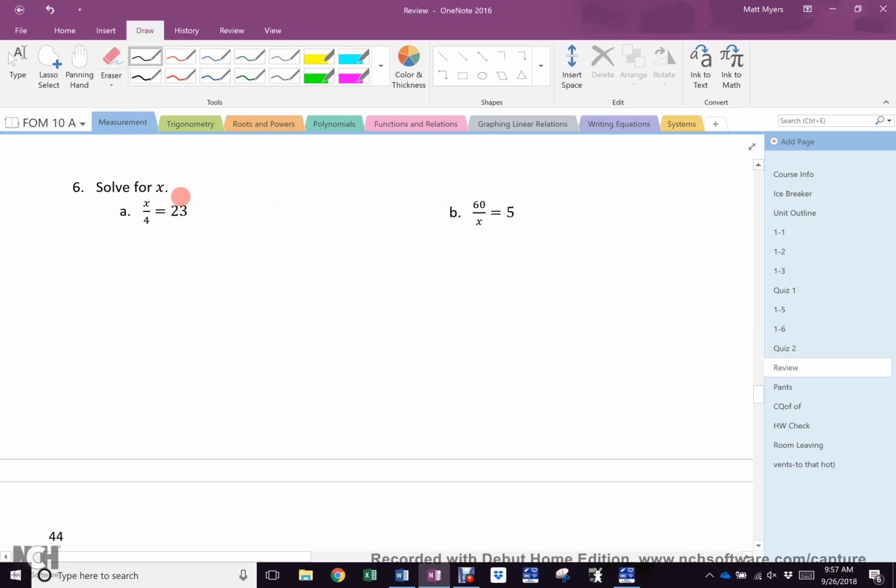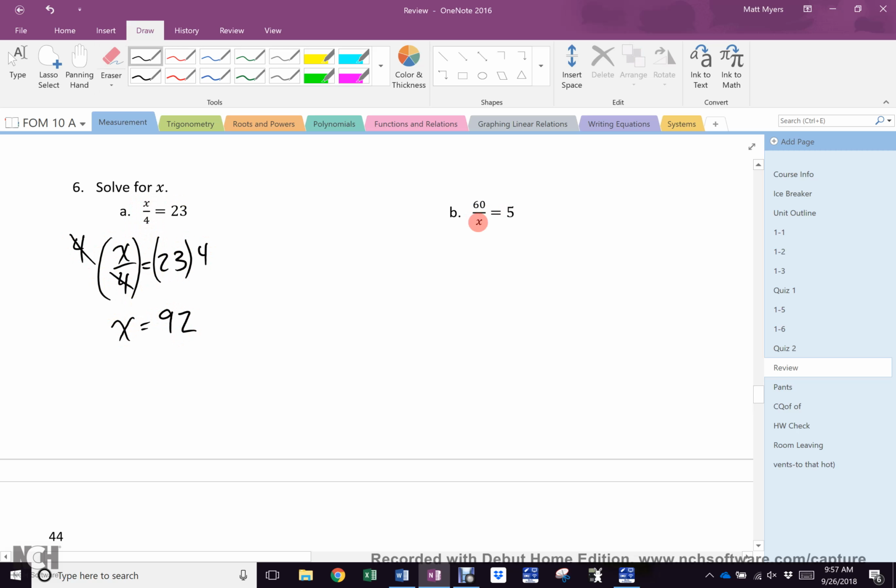And lastly, I want to get x by itself. I have divided by 4. So I'm going to write it out. X over 4 equals 23. I get rid of the 4 by multiplying both sides. Boom, boom. X equals 92.